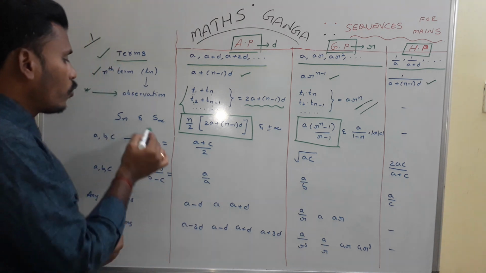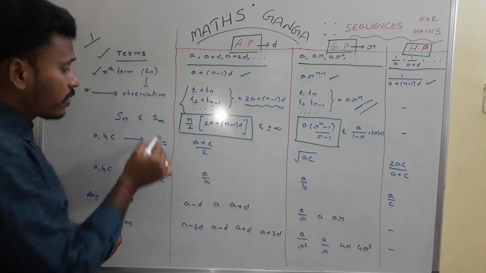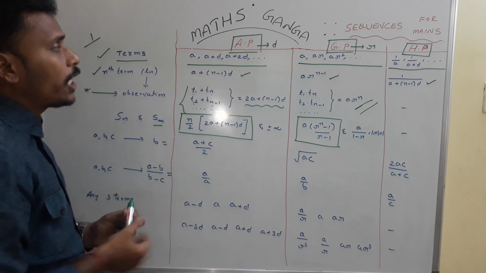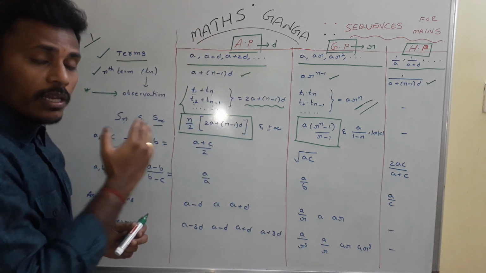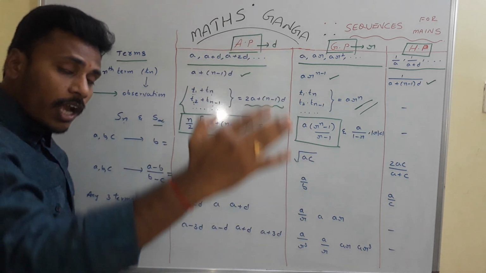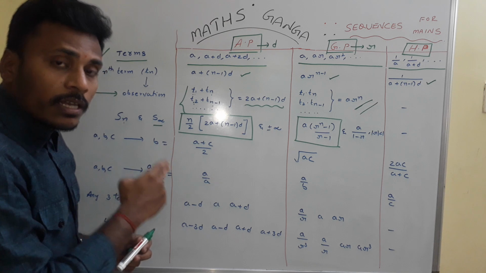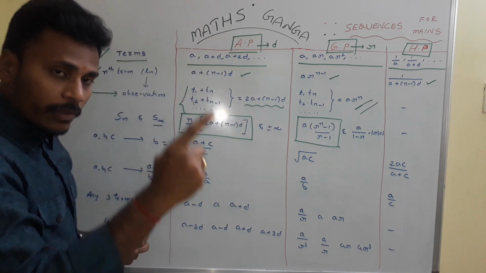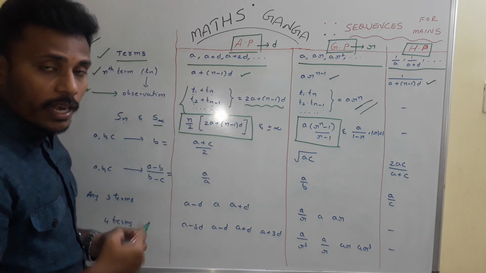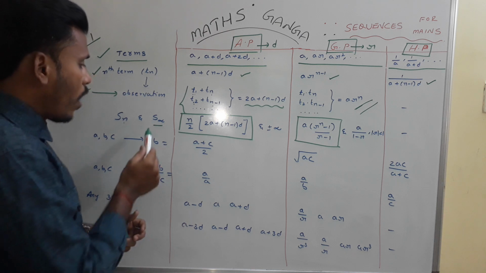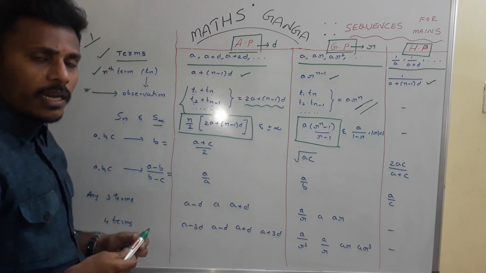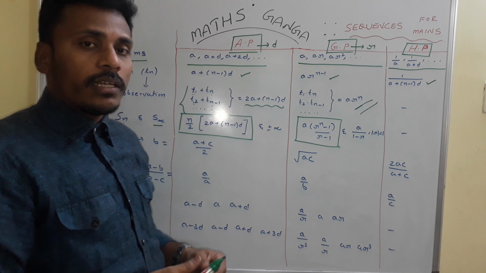And if anybody asks about infinite terms, S infinity: if you add infinite terms of an AP, since an AP is either always increasing or always decreasing depending upon the common difference, if it is increasing, the sum of infinite terms is infinity. If it is decreasing, the sum of infinite terms is minus infinity. So S infinity is directly plus or minus infinity, so we don't need any formula in that case.